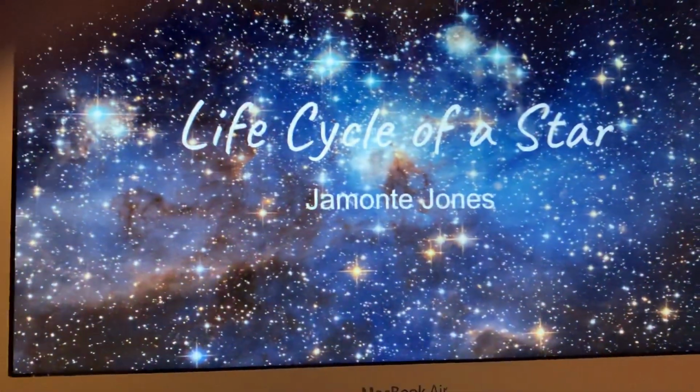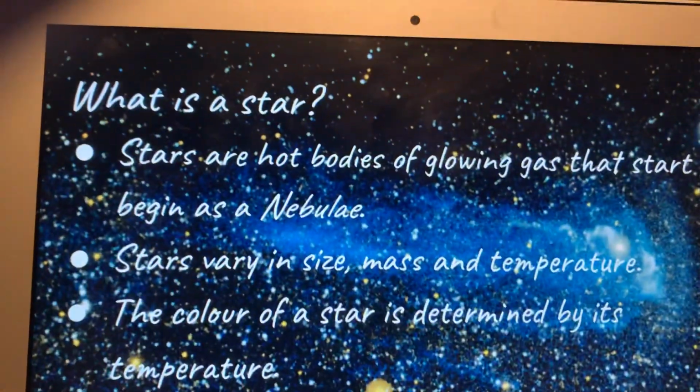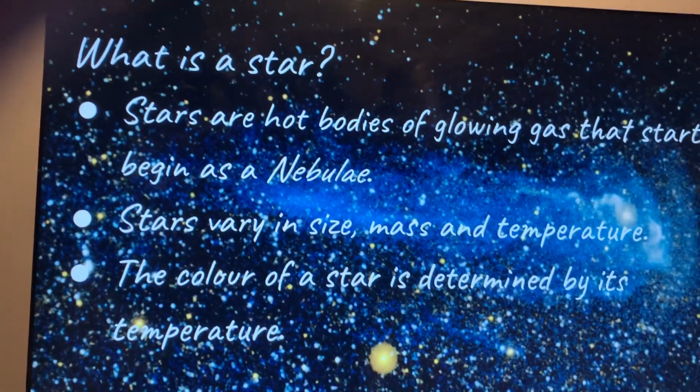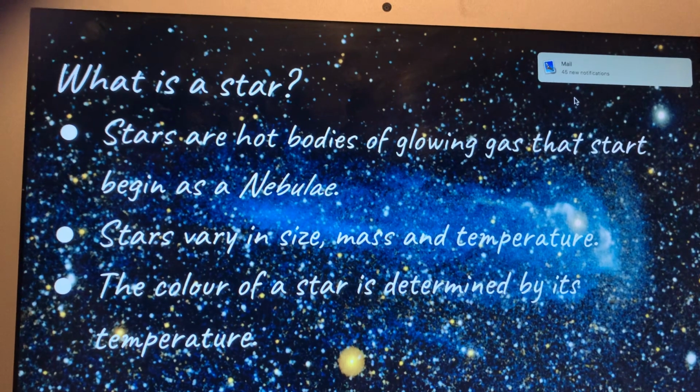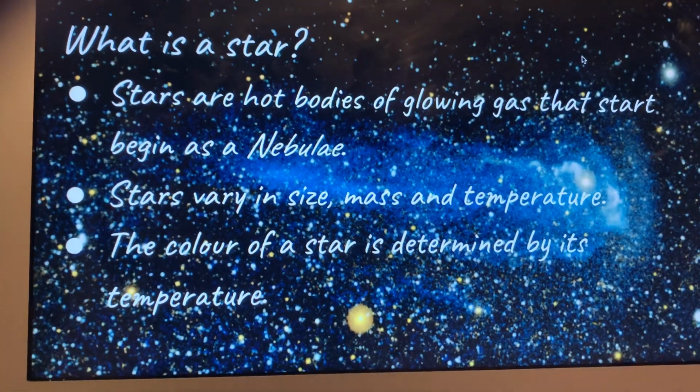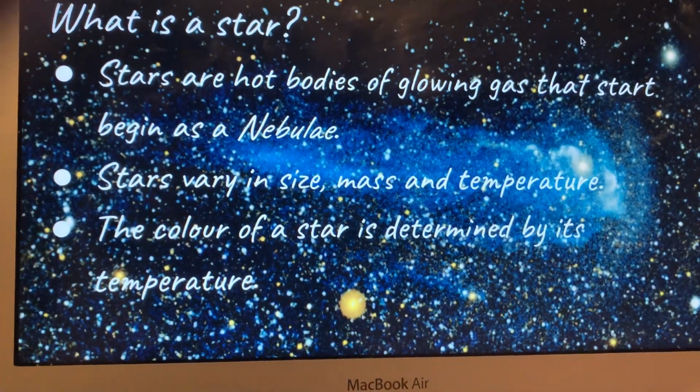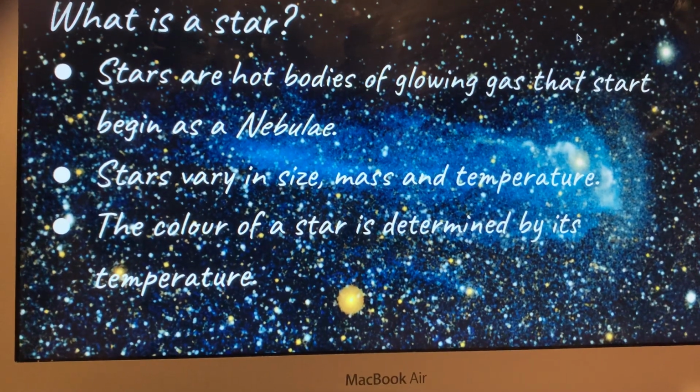The life cycle of a star. Okay, the first question is, what is a star? Stars are hot bodies of glowing gas that start as a nebula. Stars vary in size, mass, and temperature. The color of a star is determined by its temperature.